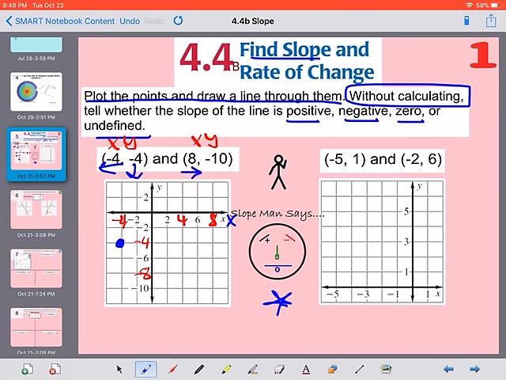So x is left and right, y is up and down. So 8 to the right over here, and then down 10, way down there. So we're going to draw our line through here. And then just tell whether the slope is positive, negative, 0, or undefined. And we can use our slope man. Remember, we always walk from left to right, just like we read a book. We read the sentence from left to right. We go across here from left to right. We are going downhill, so this would be a negative slope.